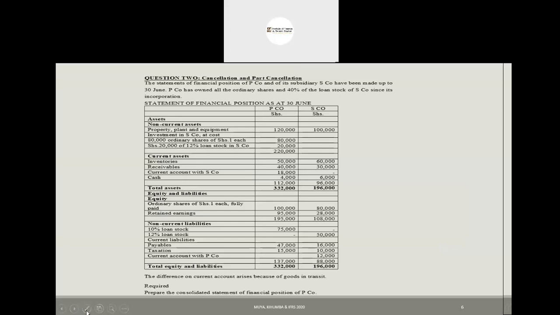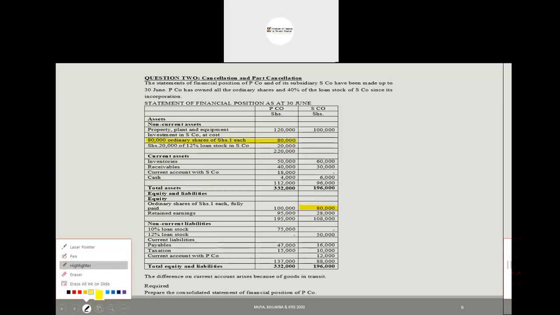Remember, we said our goal is to cancel out as far as possible. For instance, these 80,000 ordinary shares should cancel out with the share capital of the subsidiary. And on consolidation, we will only show the share capital of the parent.